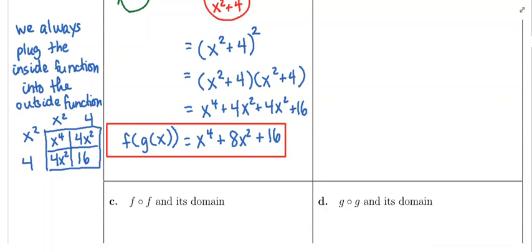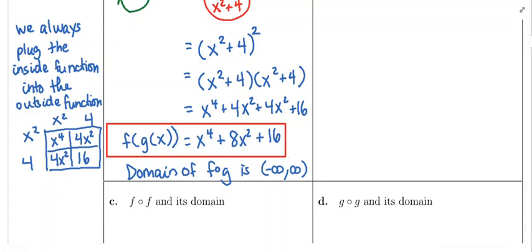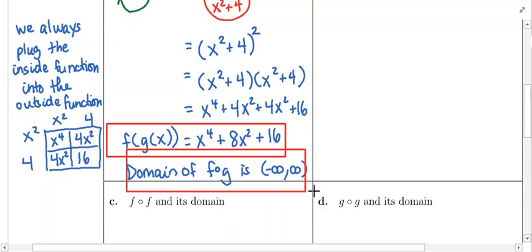Domain is going to get trickier for composition if you're dealing with functions that are not polynomials. And that'll be in the next example. So let me write here the domain of f of g is going to be all real numbers because we got a polynomial. All right, so let me box that as well, and then we'll move on to the next one.